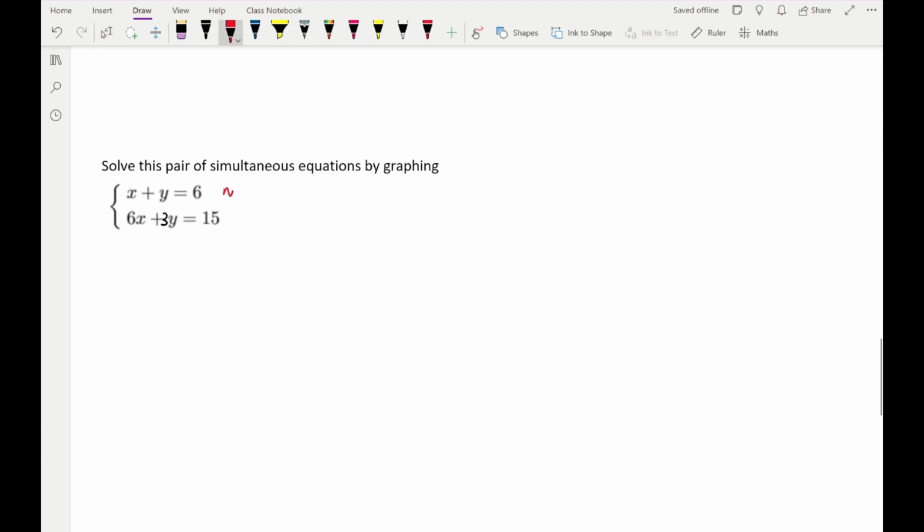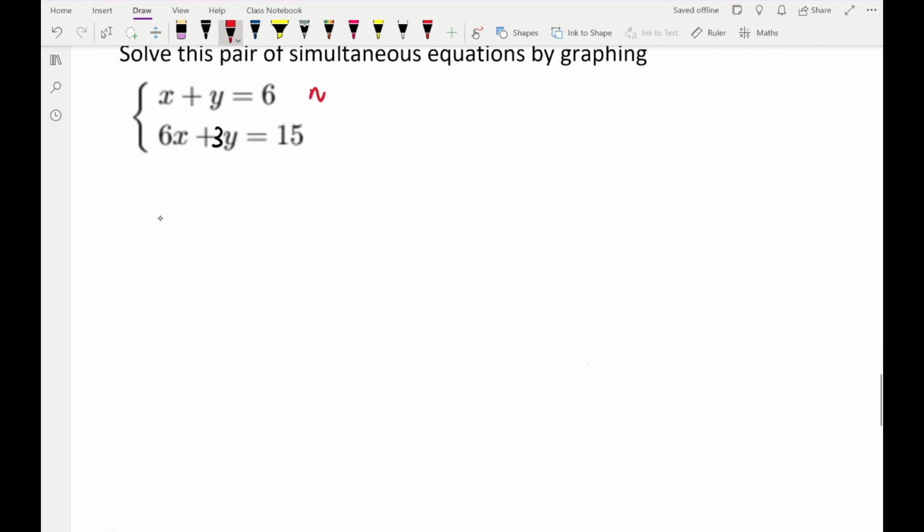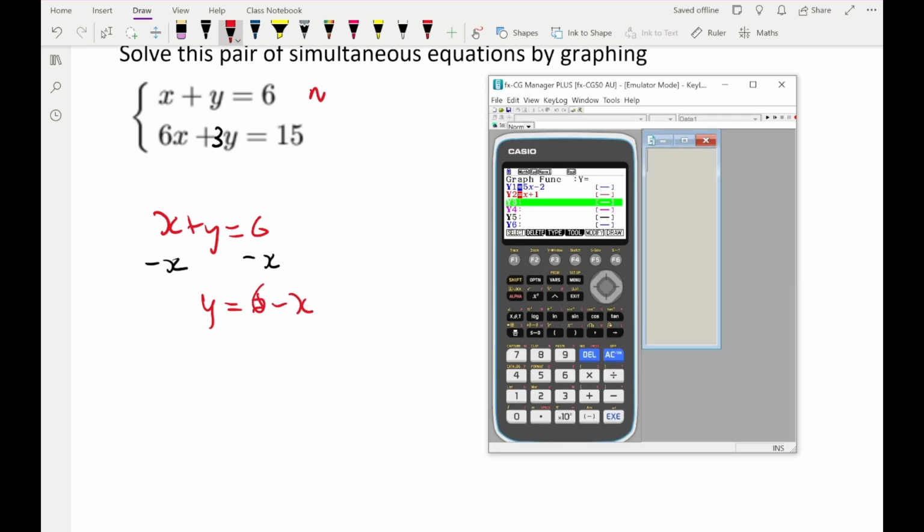Let's start with that top one. We'll do it in red. x plus y equals 6. So what we need to do is take x from both sides, and that will leave us with y equals 6 take x. Perfect. We have our first graph, y equals 6 take x.